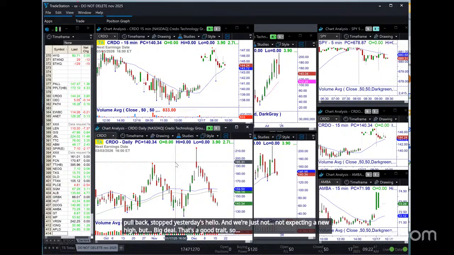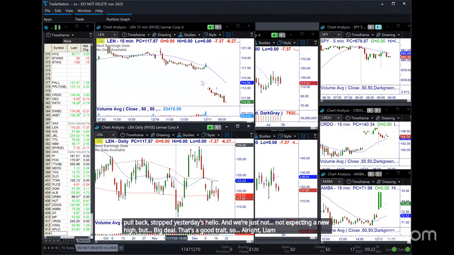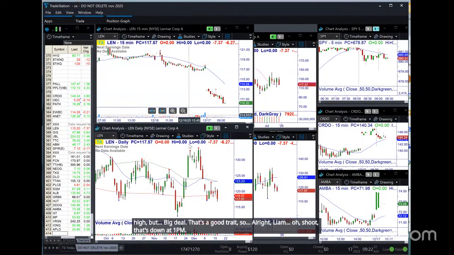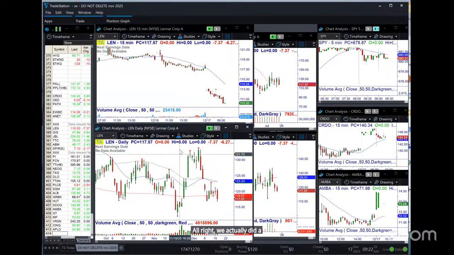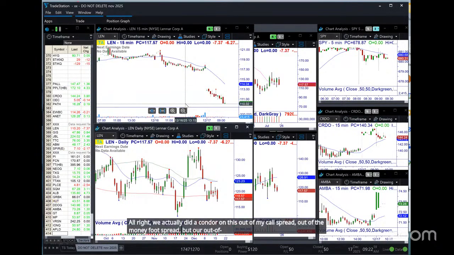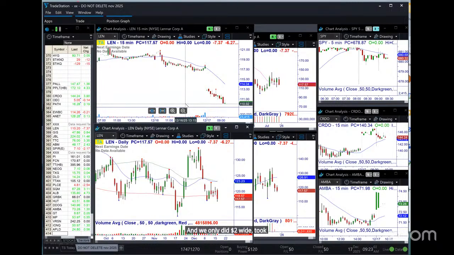All right, Len, oh shoot, that's down at 110 now. We actually did a condor on this, an out of the money call spread and an out of the money put spread, but our out of the money put spread was 110. We only did $2 wide, took in 60 cents. That's all. I'll watch that at the open.